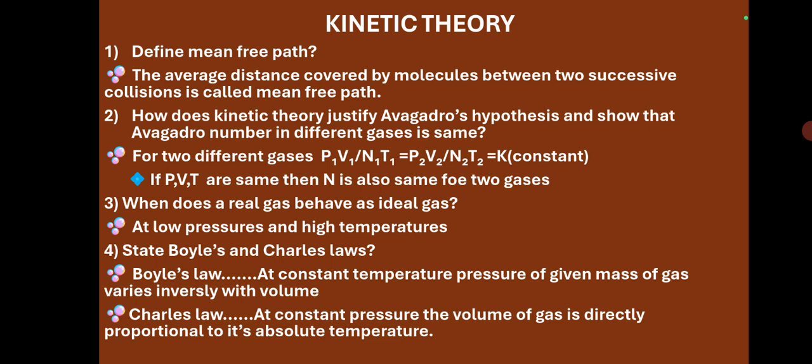How does kinetic theory justify Avogadro's hypothesis? Actually, the formula is P1 V1 by N1 T1 equal to P2 V2 by N2 T2. When P, V, T are constant, automatically from this formula we understand N1 equal to N2. That is, Avogadro's number will be constant.